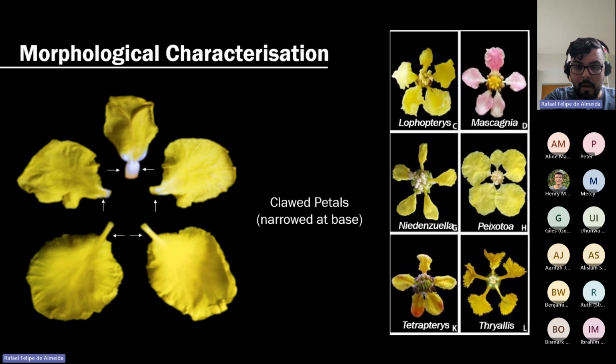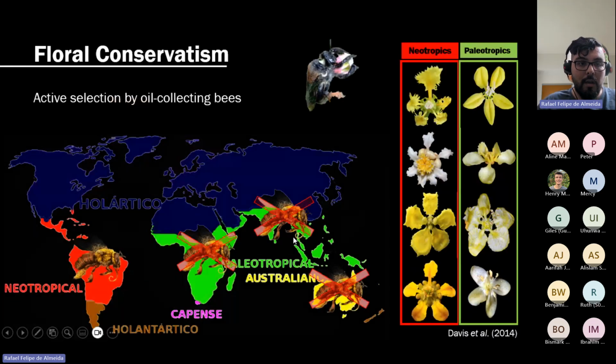What do I mean by that? They are narrowed at the base, so they always show a claw, because it's a narrow region of the base of the petal. So even in the African and Asian Malpighiaceae, we have this type of morphology. So it's also really useful for us to identify this family.